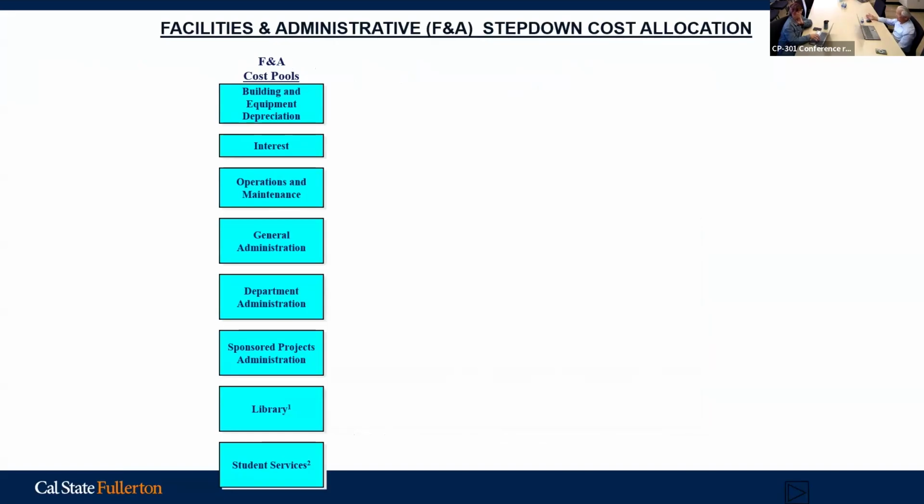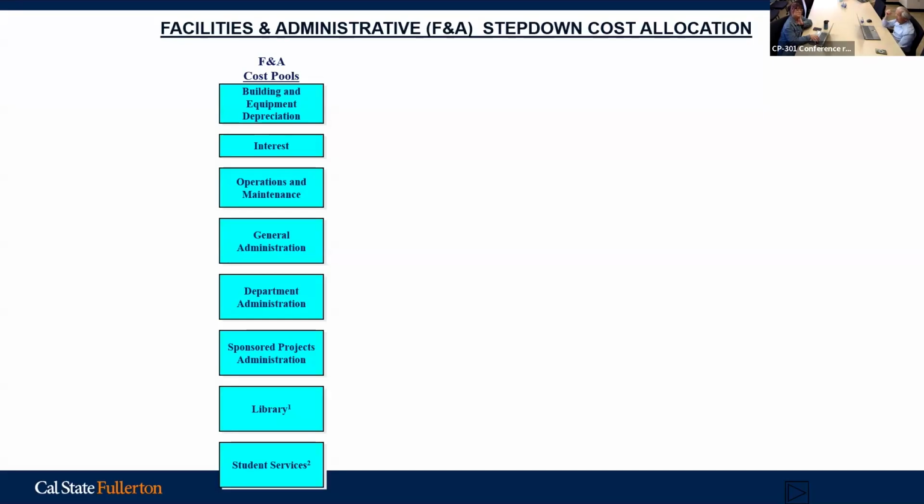And this is the complicated way of calculating the F&A rate. You have different cost pools. You have building and equipment depreciation. You have the interest costs associated with the financing of buildings and laboratories. You have operation and maintenance, janitorial services, building services, and whatever is related to physical plant. And general administration, that includes the VP for admin and finance, the provost office, things like that.